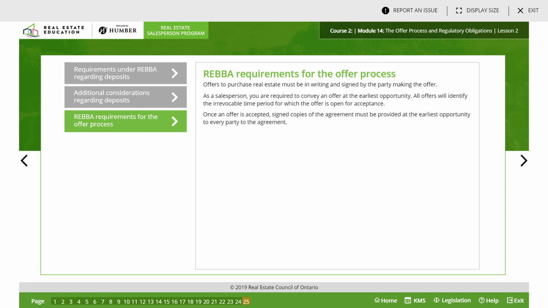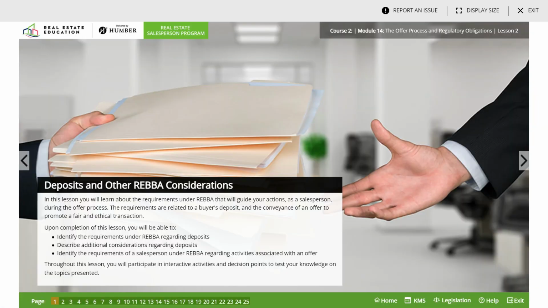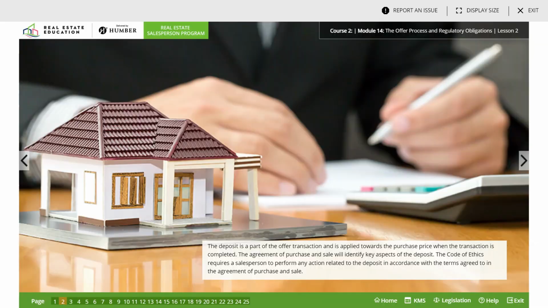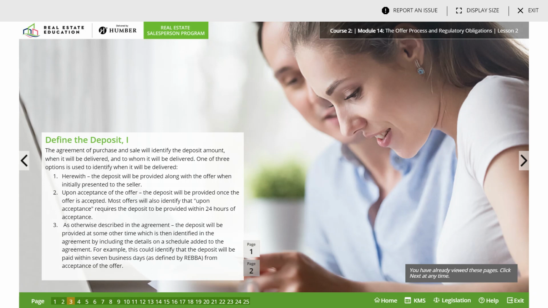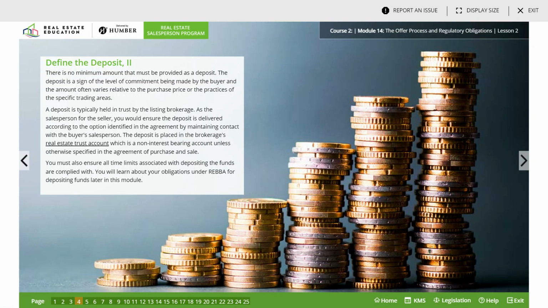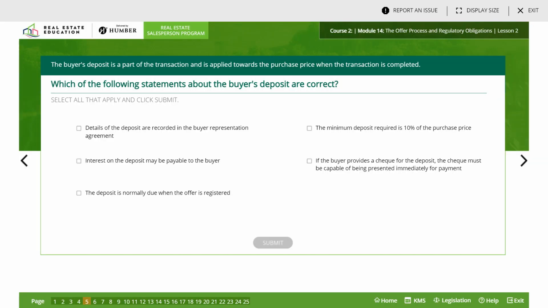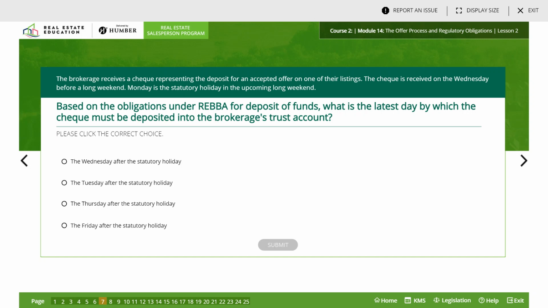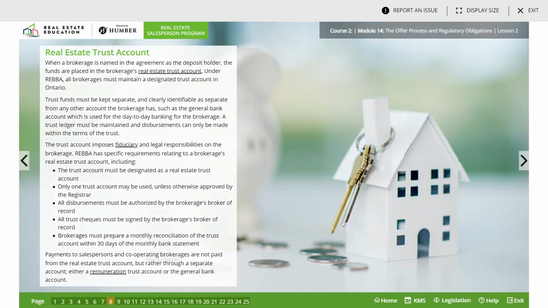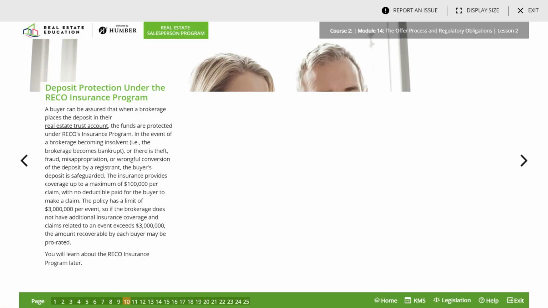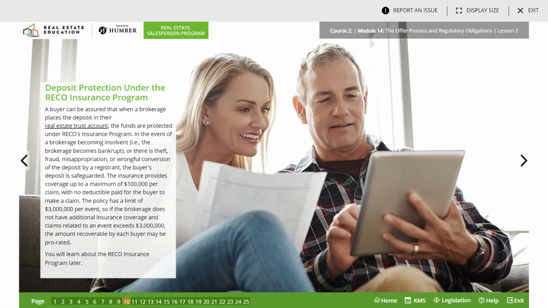So that was lesson 2. I'm just gonna go over it, see if we missed anything. Define a deposit. Okay, we already know what that is. Define a deposit, part 2. We already know what that is. Skip. A real estate trust account, we do know what that is. Skip.